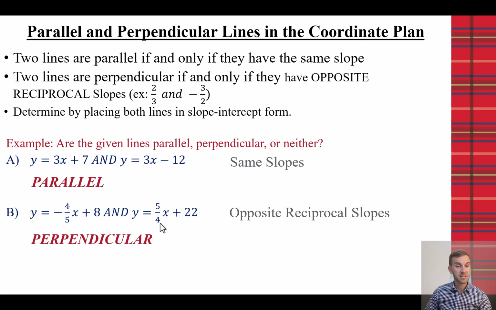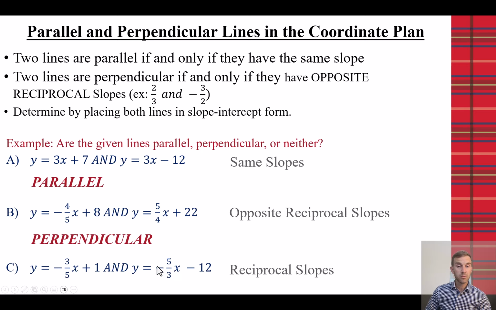Let's look at one last example. Here we have -3/5 x plus 1, and the other line is y equals -5/3 x plus 1. They are both negative, but one's the reciprocal of the other. They're only reciprocals. There's no opposite. Since they're only reciprocals, there's no relationship. They will intersect somewhere, but it will not be a perpendicular intersection.